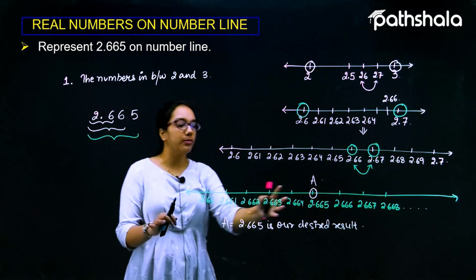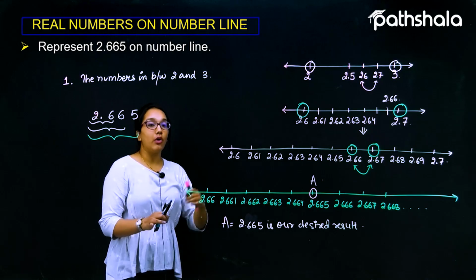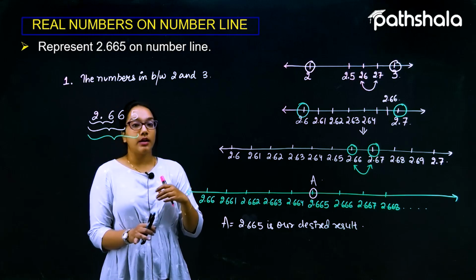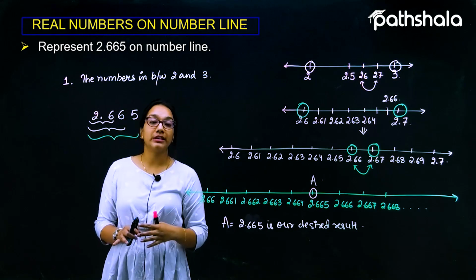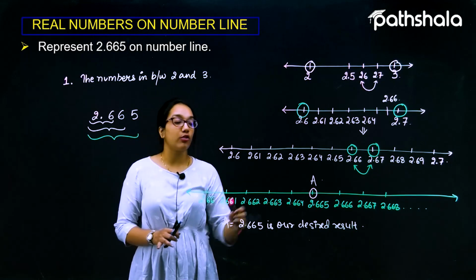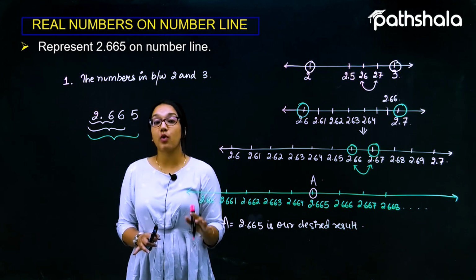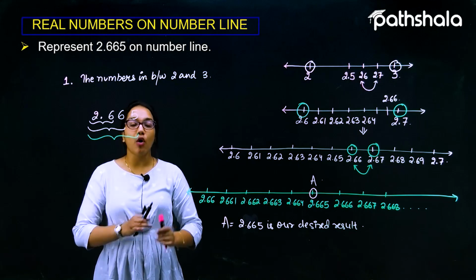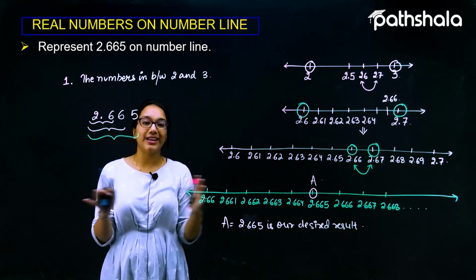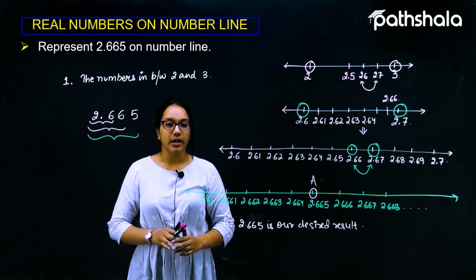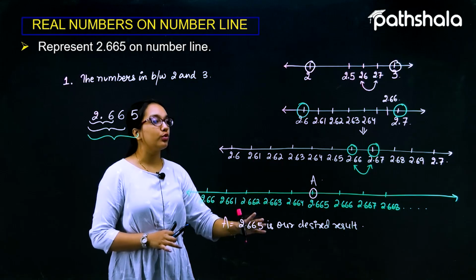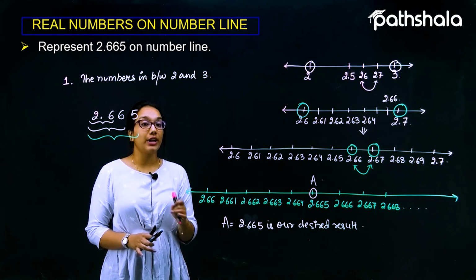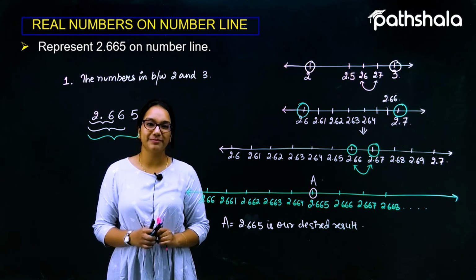After doing all the magnification and all these steps, we are now able to locate, or represent, the number 2.665 on the number line. These are all the steps that you have to take in order to plot any real number of the form 2.665, or any number of this form, on the number line. I hope all these steps are clear to you, that these are the steps required to plot any such number on the number line.